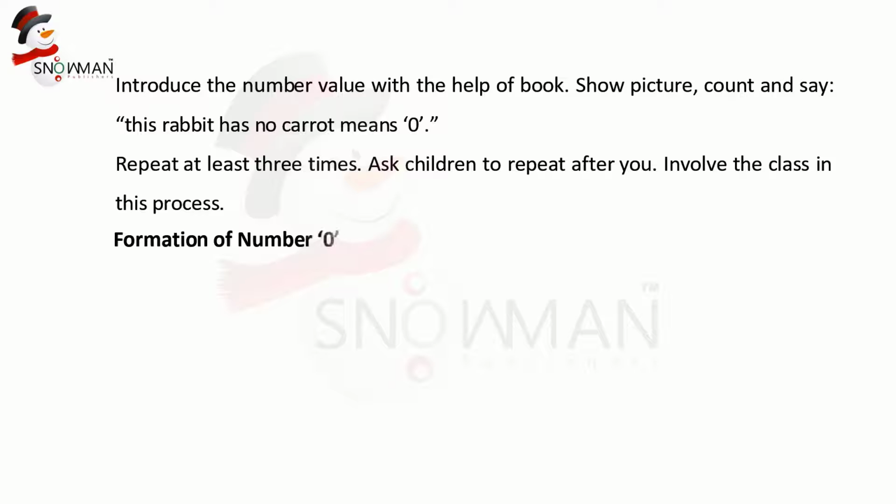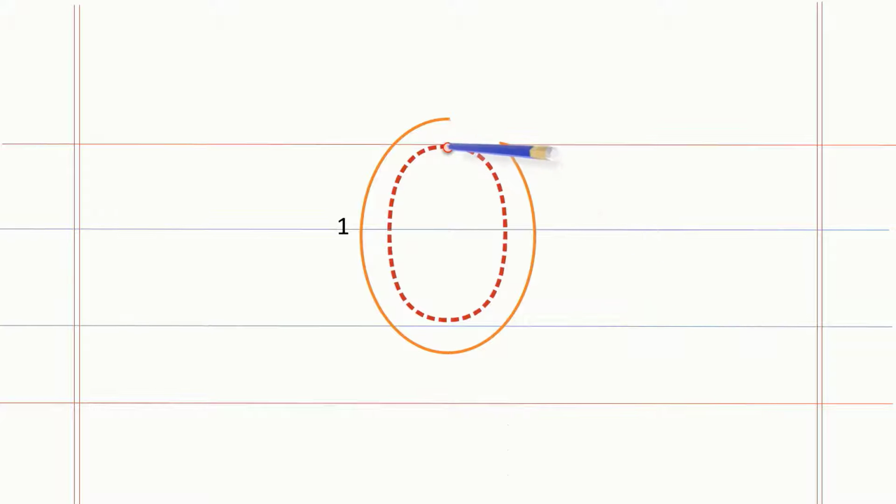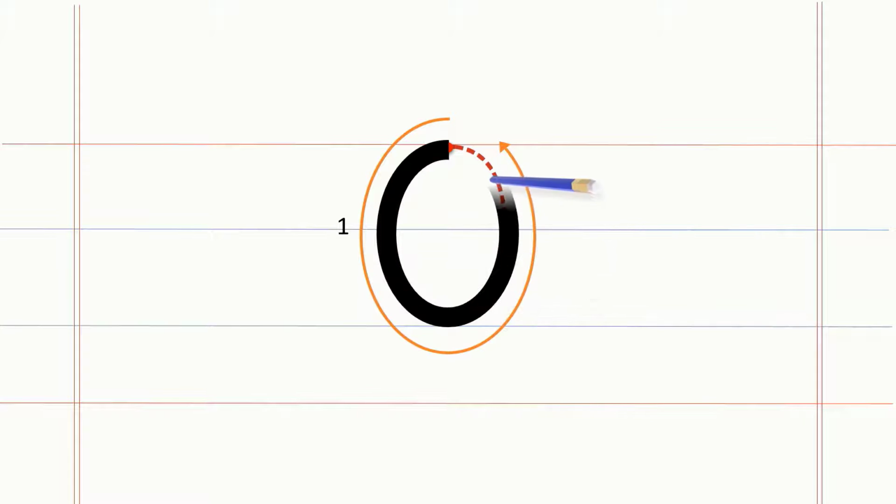Formation of number 0. Write number 0 on the board and give instructions. Start from the red point. Draw a circle all the way around.